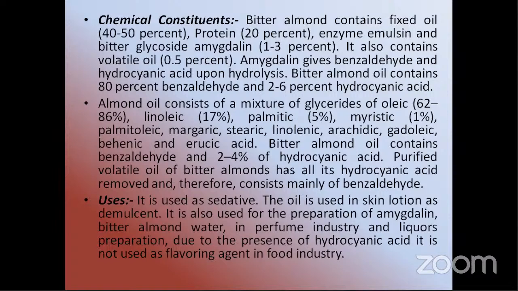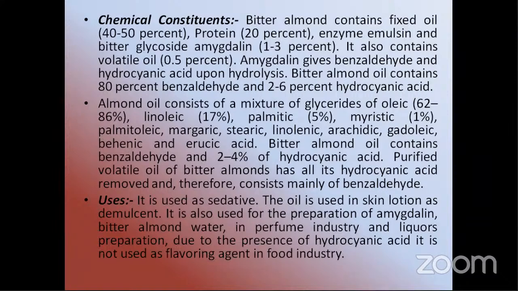The sweet almond does not contain amygdalin, the bitter glycoside, so it is not bitter in taste, and it doesn't have any volatile oil or hydrocyanic acid. The bitter almond oil mainly contains 80% benzaldehyde and 2 to 6% hydrocyanic acid. As the sweet almond doesn't contain amygdalin, it doesn't contain hydrocyanic acid either. So sweet almond oil is suitable for internal consumption. This is the main basic difference between the sweet almond and the bitter almond.